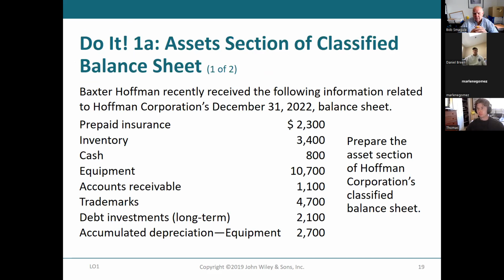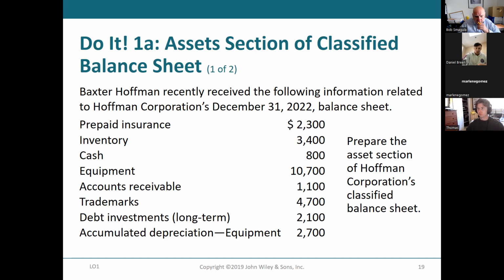So why don't we let's take a peek here. We just learned what comes first, our current assets, correct? Current assets come first. So we know we're going to start with the current assets. And we also learned they get listed in order of liquidity, which means ability to convert to cash. Well, let's see what we have here. We've got cash, $800. That's certainly our first one.